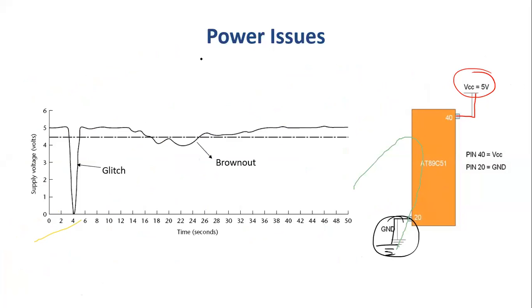What do you mean by power issues or power problems when you design a power circuit? Again, this concept we have already discussed. When you are designing a power circuit, most likely you will encounter these two kinds of power issues. One is a glitch, the other one is a brownout.